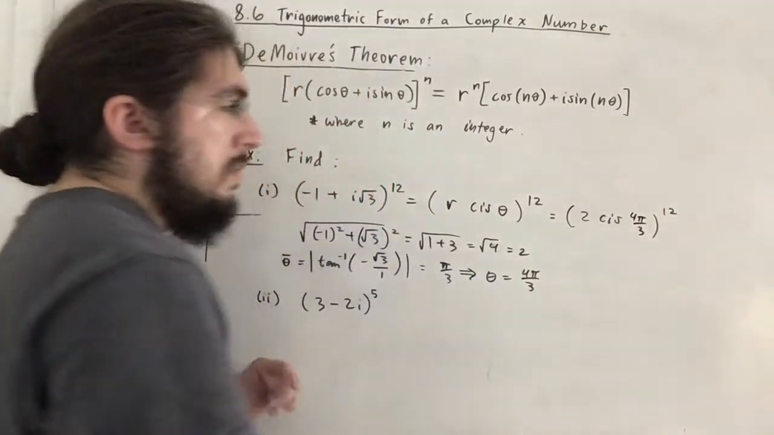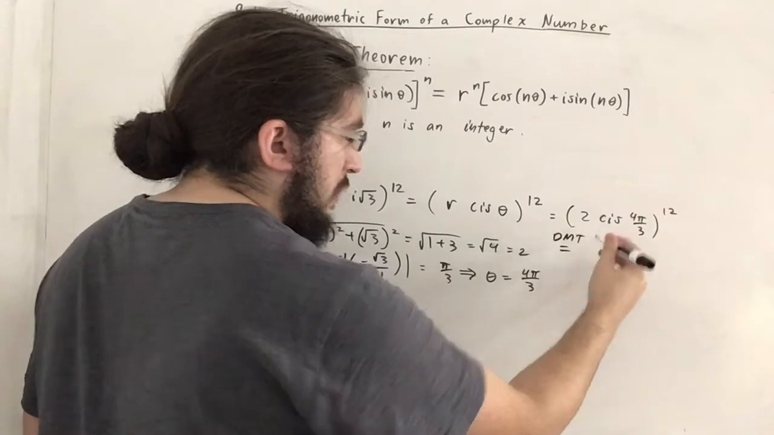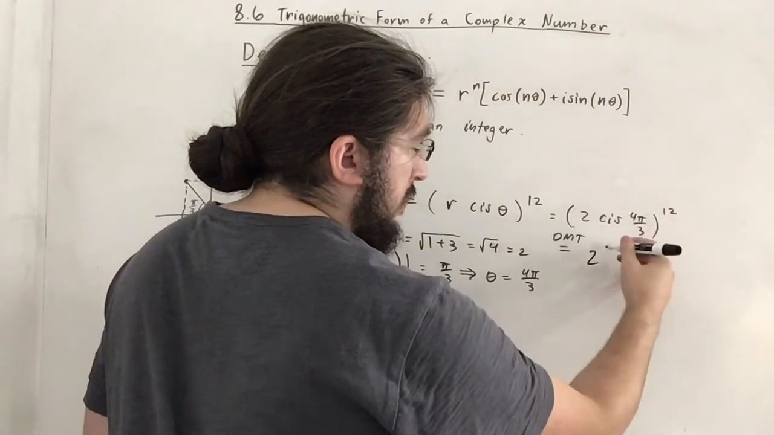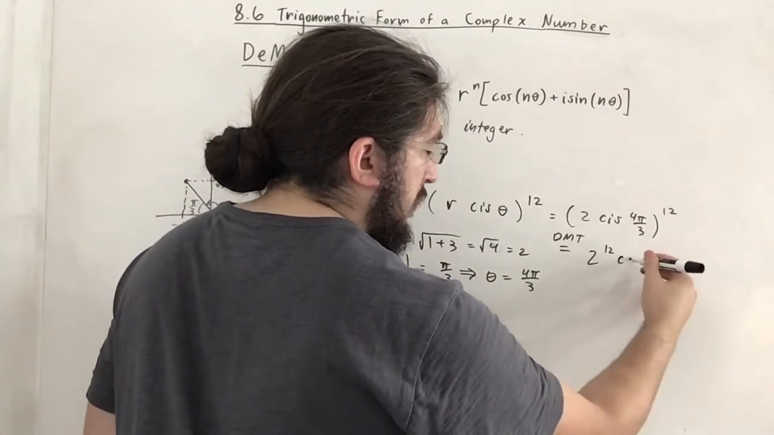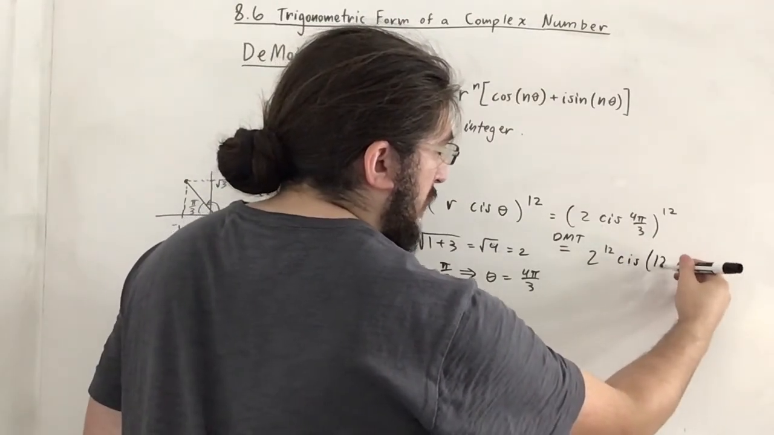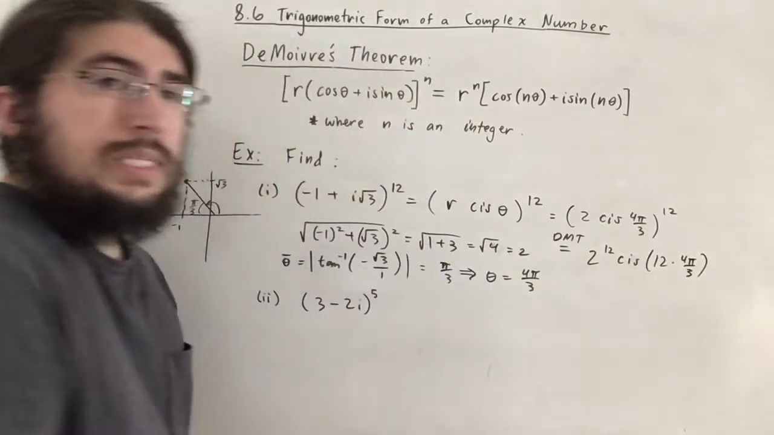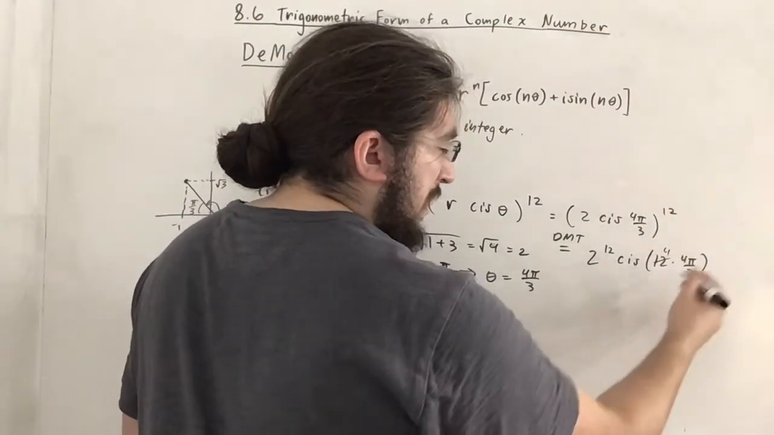So now what? Well, now we apply De Moivre's theorem. So let me just write DMT, I guess, for short. And what that says is that we take 2 to the 12, but then we do cis of 12 times 4 pi over 3. And there's some cancellation here. Notice that 3 goes into 12 4 times. So this is really 16 pi.